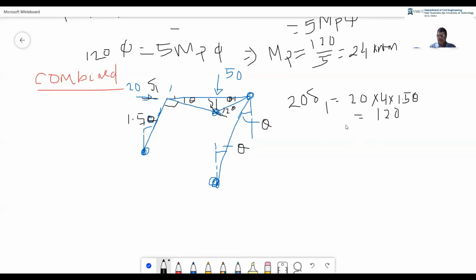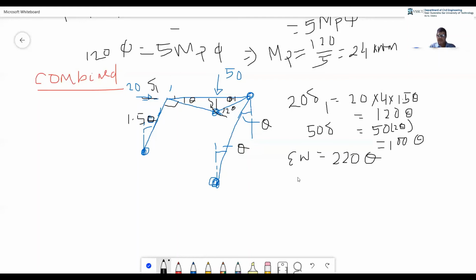Then plus these 50 into delta, where delta is equal to 2 theta. Delta is equal to theta, same. So it becomes 50 into 2 theta, that is equal to 100 theta. Together with 120 theta, the external work done will be 220 theta.